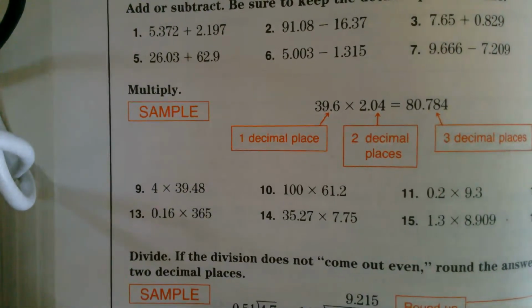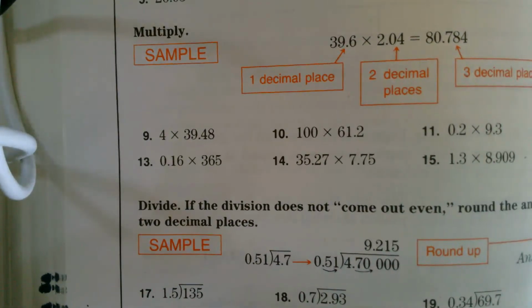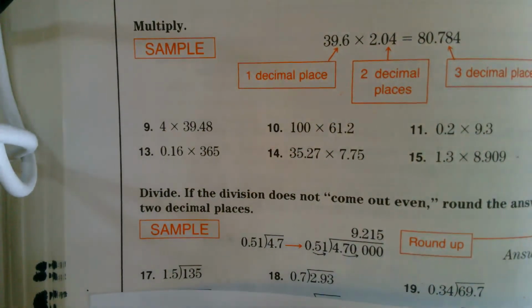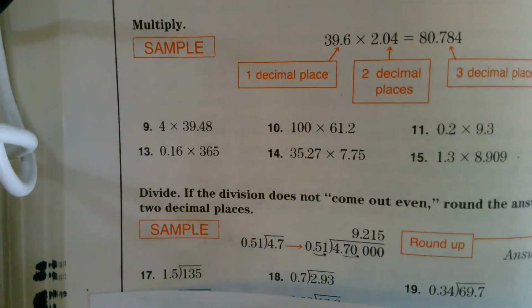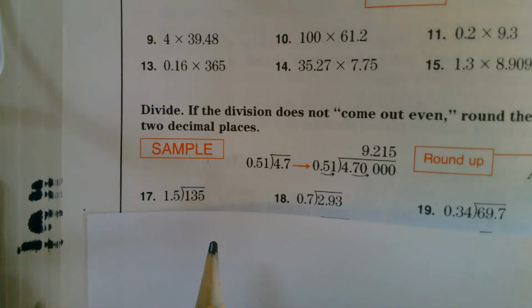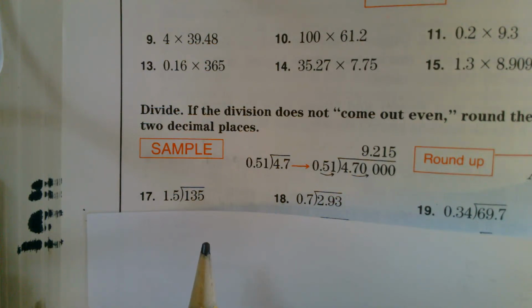Good. Let's do some division. 17. Ooh, 17. Okay. 1.5 into 135. Right. So 1.5 can go into 1. They can go into 13.